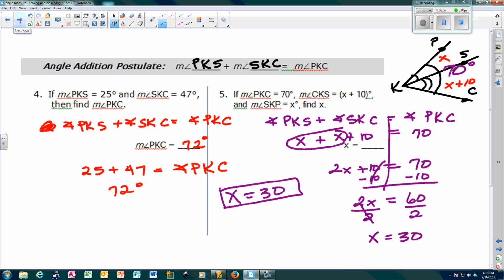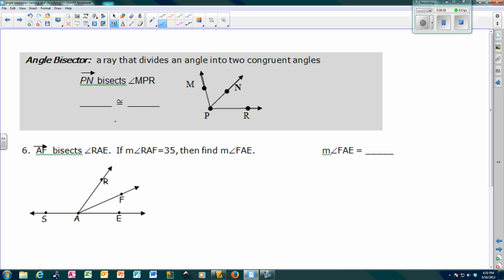All right. Now we also have an angle bisector, just like a midpoint cuts a segment in half. An angle bisector is a ray that divides an angle into two congruent angles. So this angle is congruent to this angle, so I mark it with the same tick marks. I would say that angle MPN is congruent to angle NPR. So it works exactly the same as your segments, but this time it's just with angles.